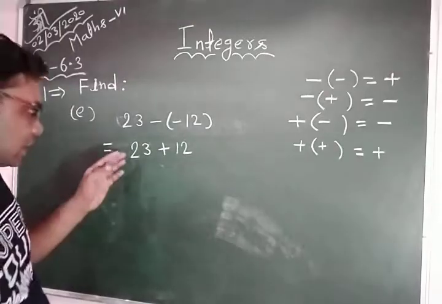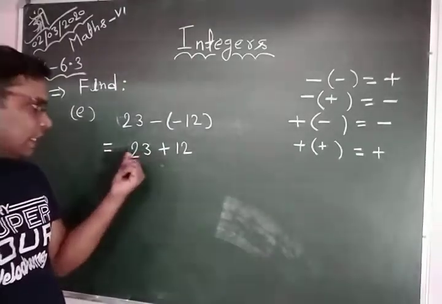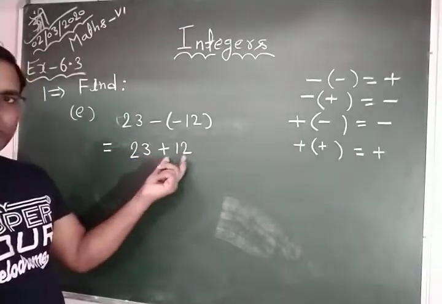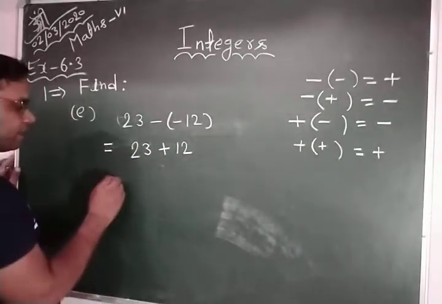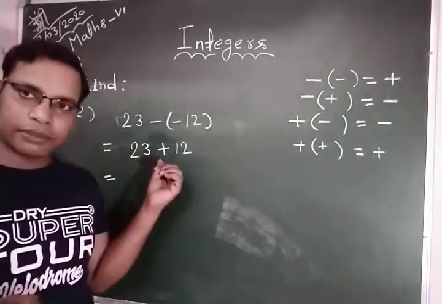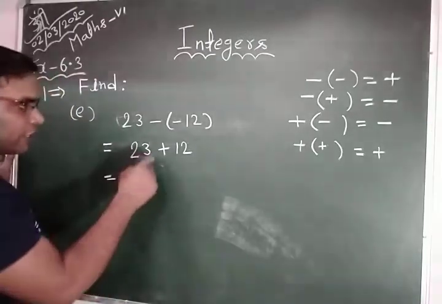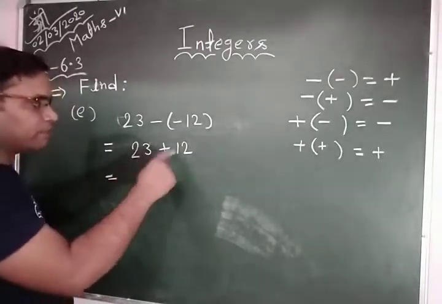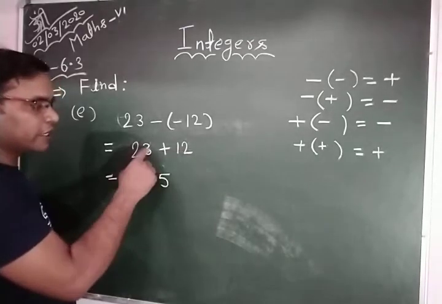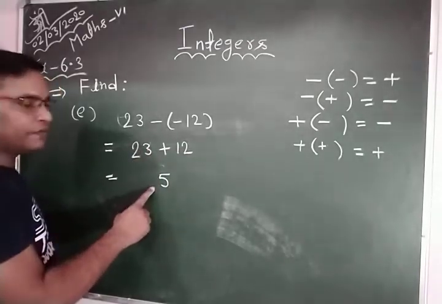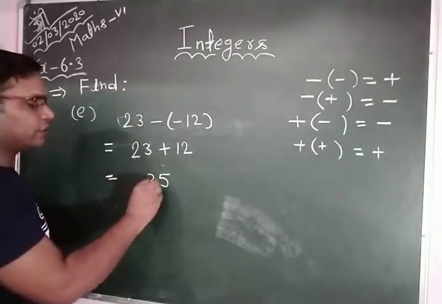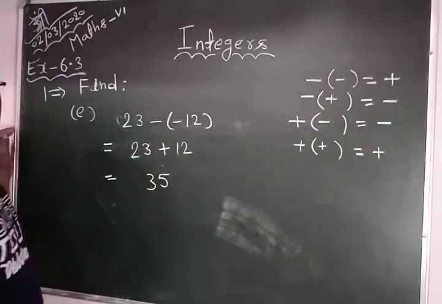Okay, so you can see here both numbers are positive. Here 23 is positive and 12 is also positive. If both have the same sign, then we add them and write the same sign. Okay, so here both are positive, so we add them. 3 plus 2 is equal to 5, and after this 2 plus 1 is equal to 3. So our result is 35.